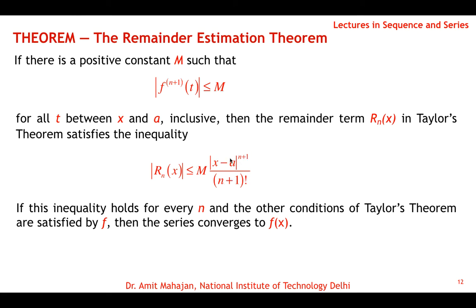Okay, if this inequality on the remainder holds for every n and the other conditions of Taylor's theorem are satisfied by the function, then the series converges to f(x). Then the infinite Taylor series, which is written from the function, converges back to the function. So this is an important result in the sense that we can calculate the error at any point x in the interval of convergence.